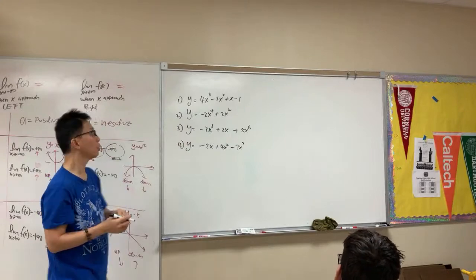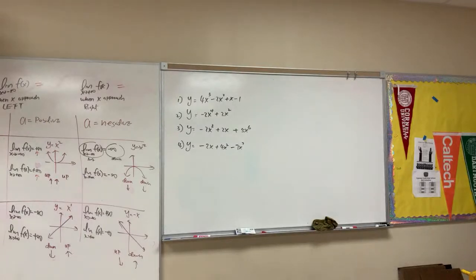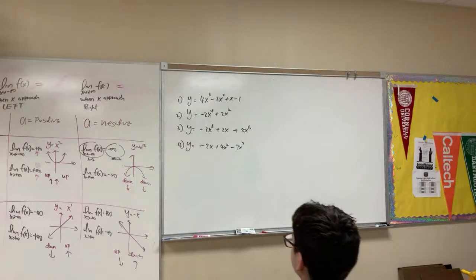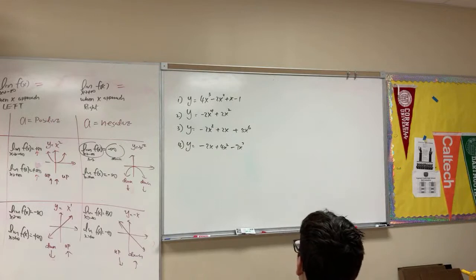But remember, what's deciding? The first term that's deciding. But the first term has to be written in descending order. If you don't write in descending order, rewrite the whole equation and make sure it's in descending order. And then just look at the first term. The first term's degree comes first, and I'm looking at the coefficient, whether it's positive or negative. So make sure you write in descending order.